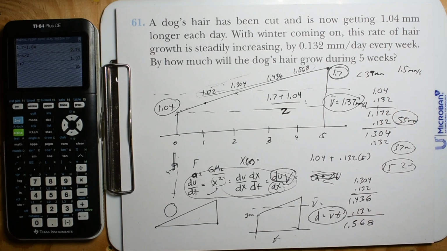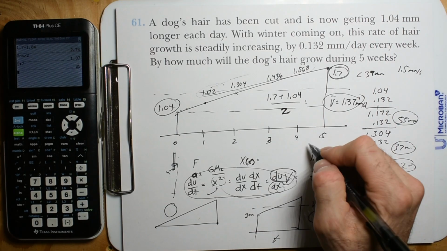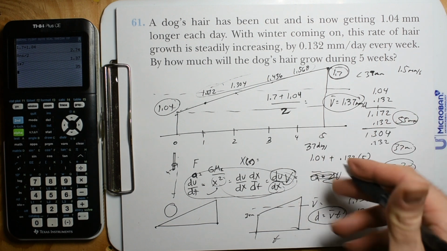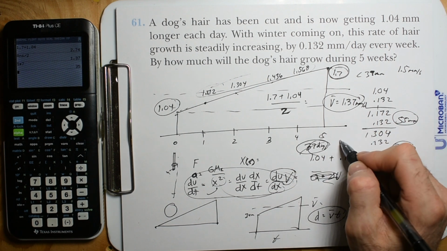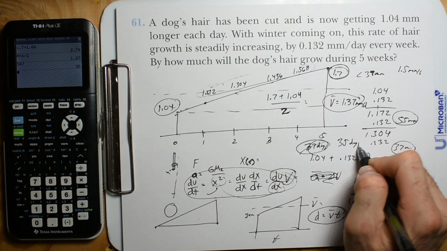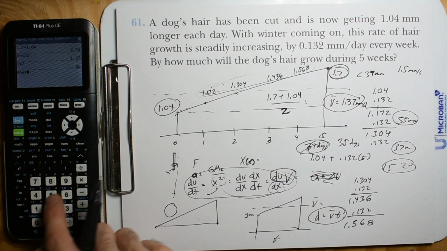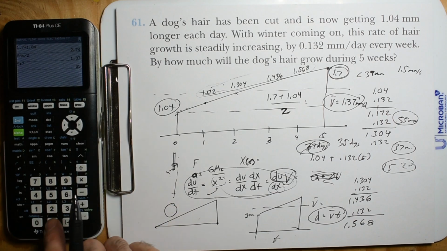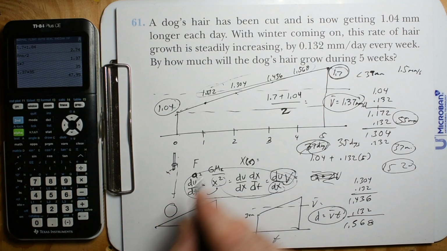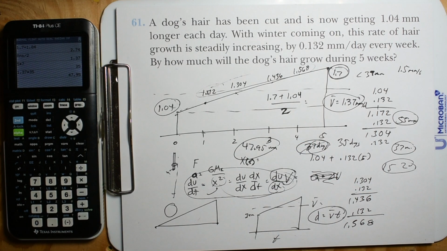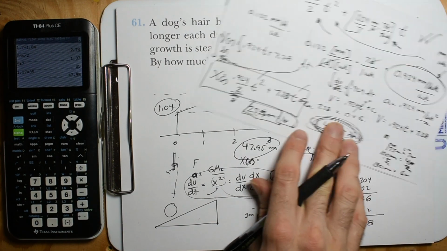Oh, holy hell. I was saying 5 weeks was 37 days. So hopefully you caught my error there. That's horribly wrong. 5 weeks is 35 days. My bad. Anyway, so we have 1.37 times 35, and we get 47.95 millimeters. And that is the answer we got from integration.